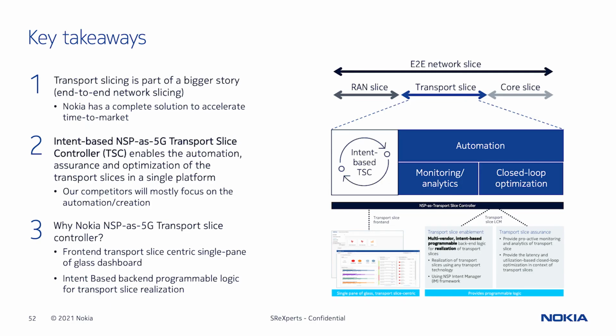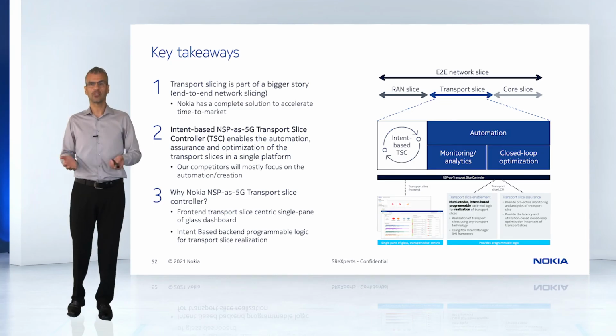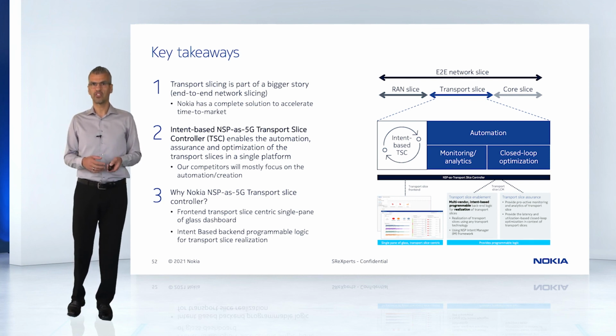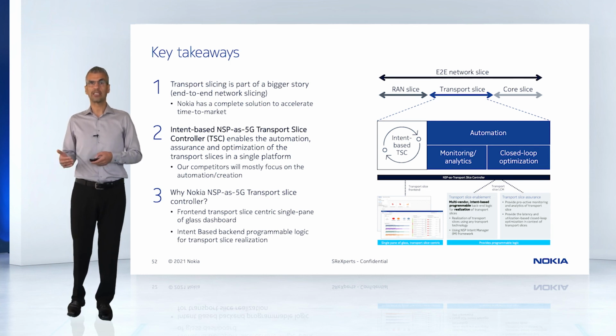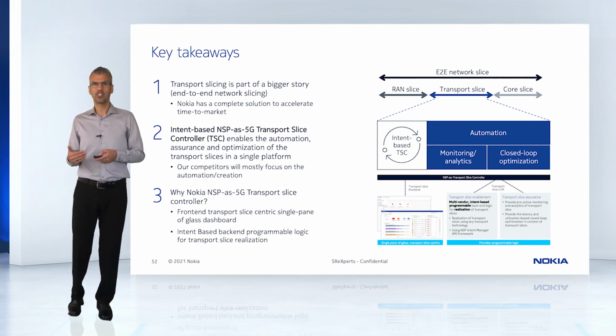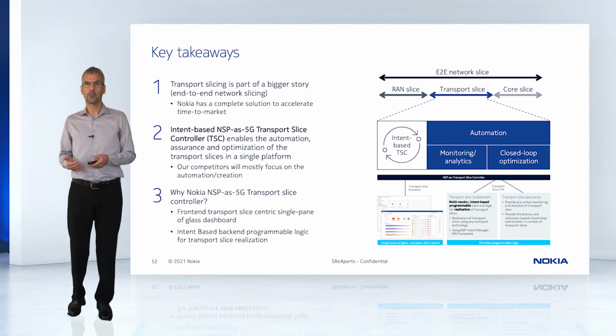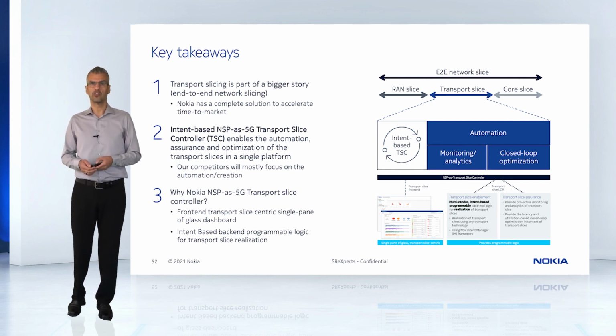And last but not least, we discussed the characteristics of the NSP as a transport slice controller. Why TSC from Nokia? We discussed there are two aspects, front end and back end. The front end is transport slice centric, which addresses everything that we want to know about transport slices created in the network. And the backend is the intent-based logic, which allows you to do the programmable functionality of the TSC.